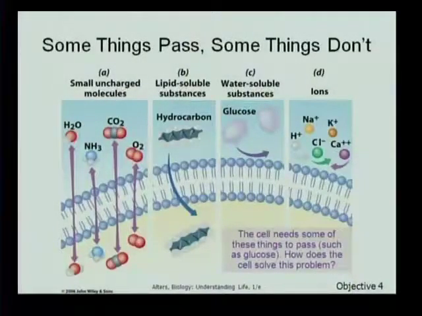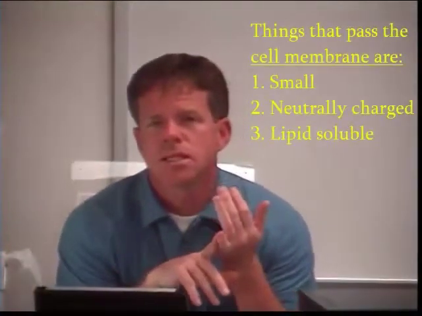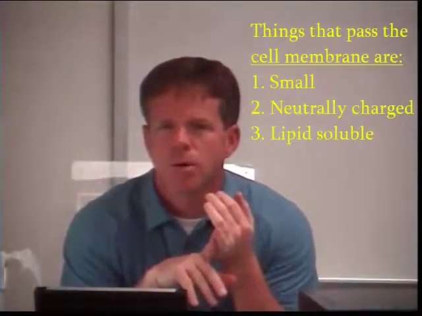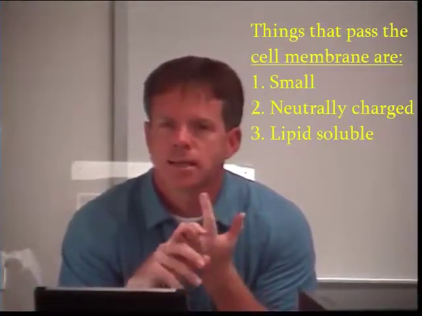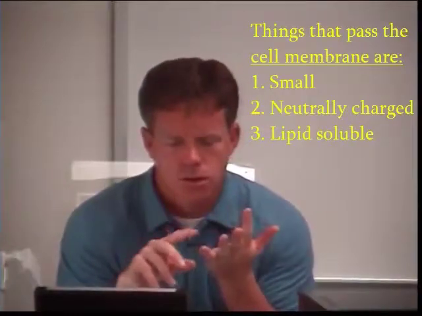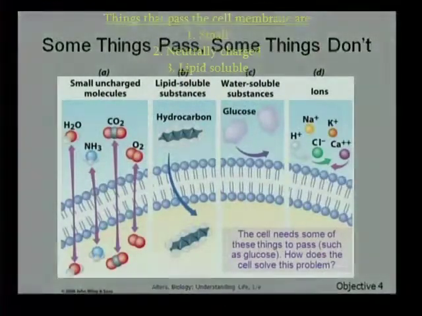Now, this looks somewhat complex, but I think the easiest way to reference this information, and I'll come back to the slide, the easiest way to reference this is those things that can easily pass the cell membrane are those things that are small, neutrally charged, and lipid soluble. Okay, so those things that are small, neutrally charged, and lipid soluble. Now let's look at the graphic, and this should make more sense.